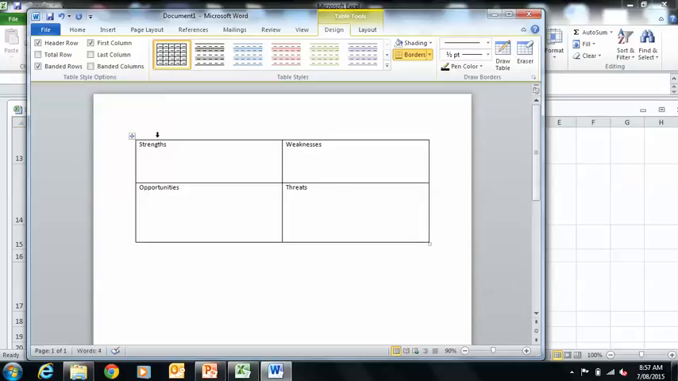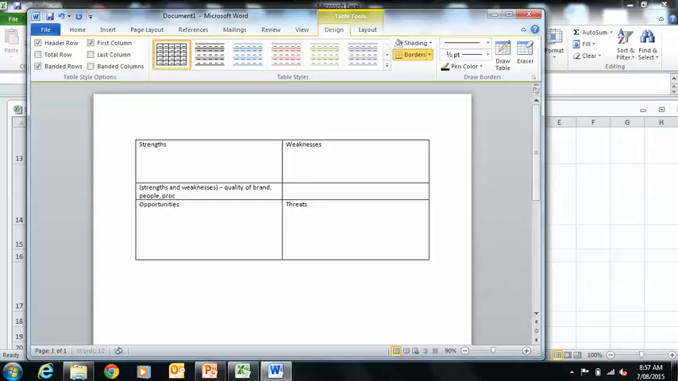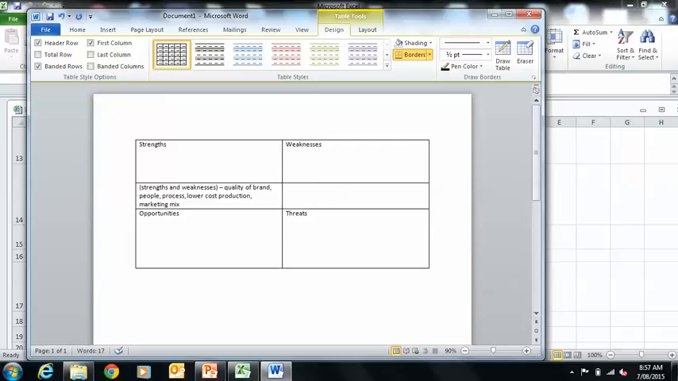Okay, so let's have a look at some of these things in general terms. So these things could be strengths and weaknesses. They can be things like the quality of your brand. It can be about the people, the processes that you've got. Okay, it could be about lower cost production if you've got that. It might be around the marketing mix. They're all things that you've got. Price of inputs. They're things that you might have that are either good or bad.